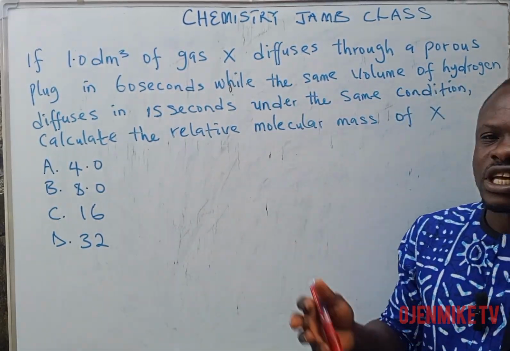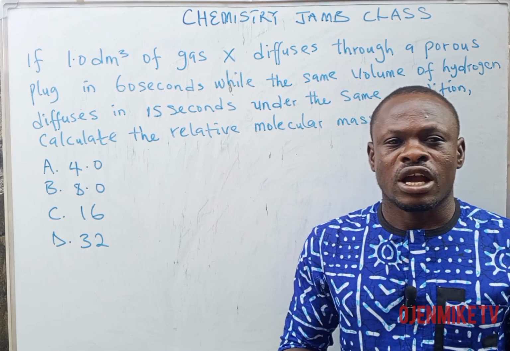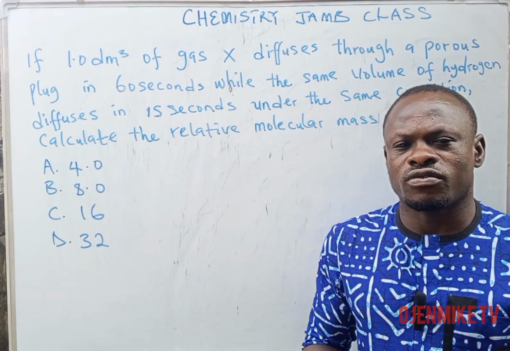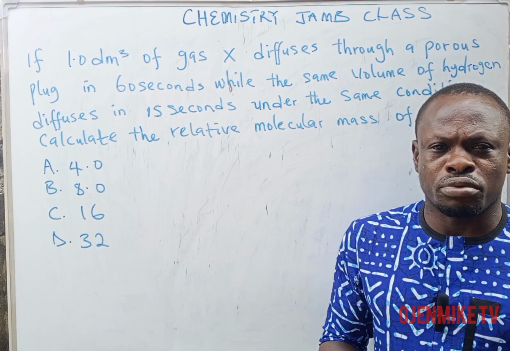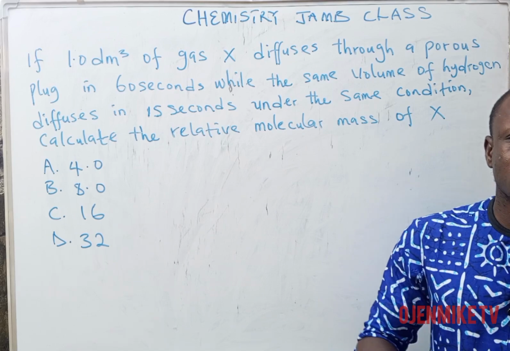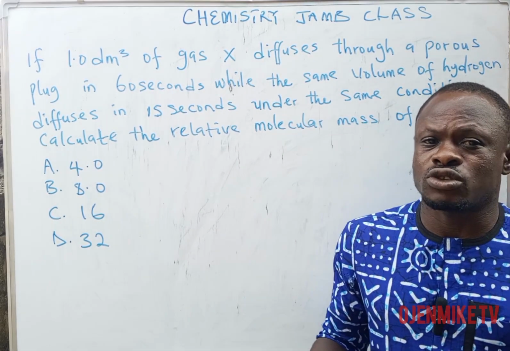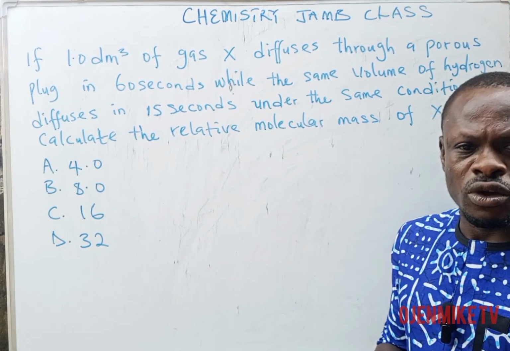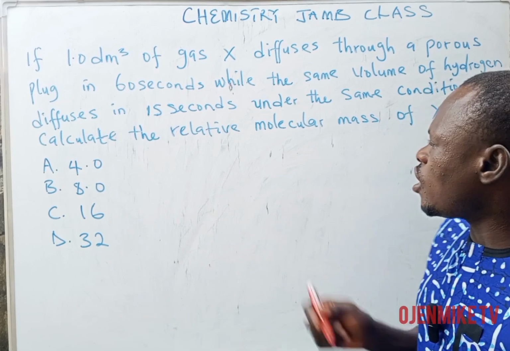Each time you see this kind of question, just know that it is coming from Graham's law of diffusion. Graham's law of diffusion states that at constant temperature and pressure, the rate of diffusion of a gas is inversely proportional to the square root of its density, or the square root of its molar mass. If you are writing JAMB, what you simply do is remember the formula.